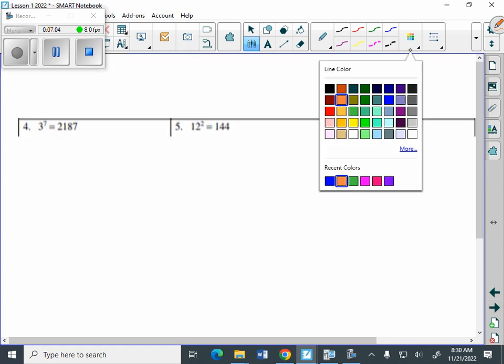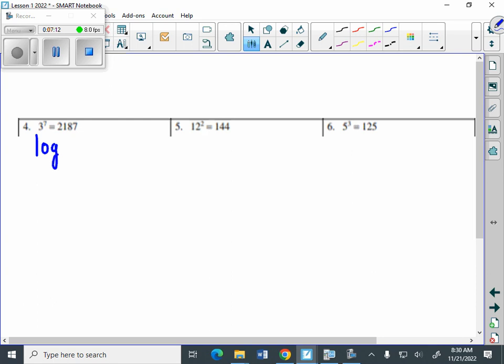Number 4. 3 to the 7th equals 2,187. Log base 3. The exponent is what the logarithm equals. So our exponent in this problem is 7. So our logarithm equals 7. And 2187 goes in the third spot of our logarithm. Log base 3 of 2187 equals 7.